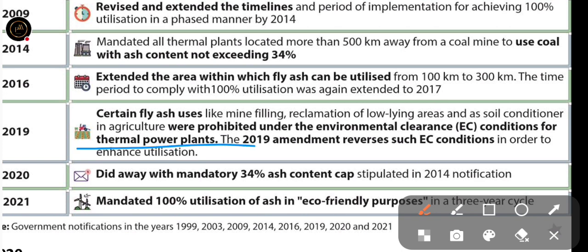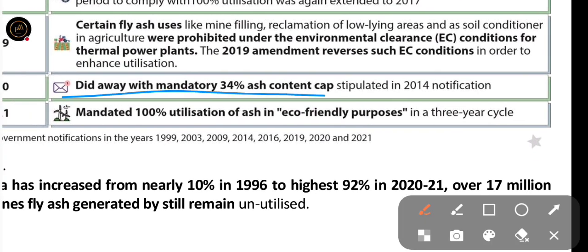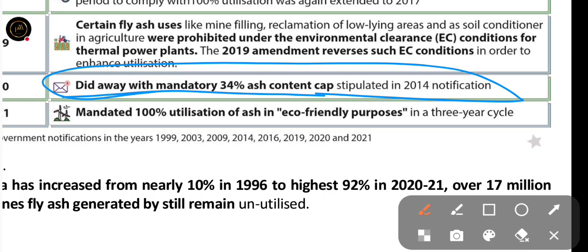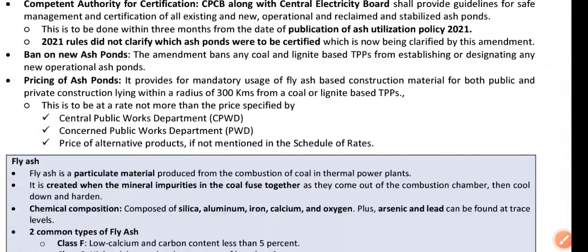The 2019 amendment reverses such ecological environmental clearance conditions in order to enhance utilization, and did away with the mandatory 34% ash content cap stipulated in the 2014 notification, and mandated 100% utilization of ash in eco-friendly purposes in a 3-year cycle. So you should remember about these facts, okay?